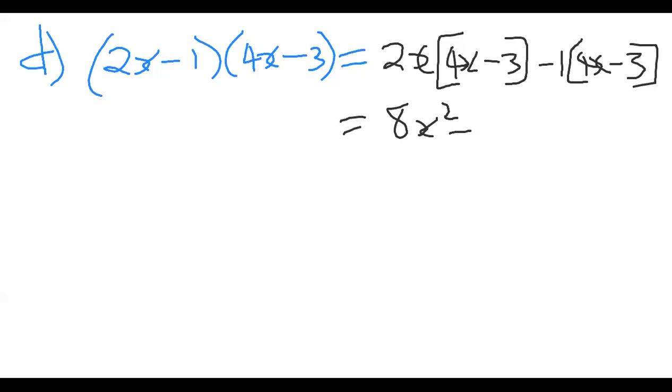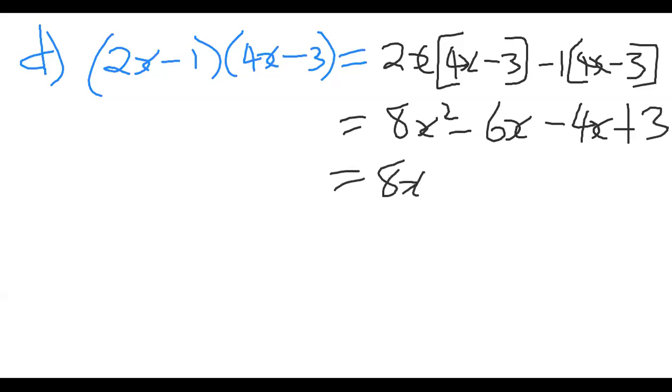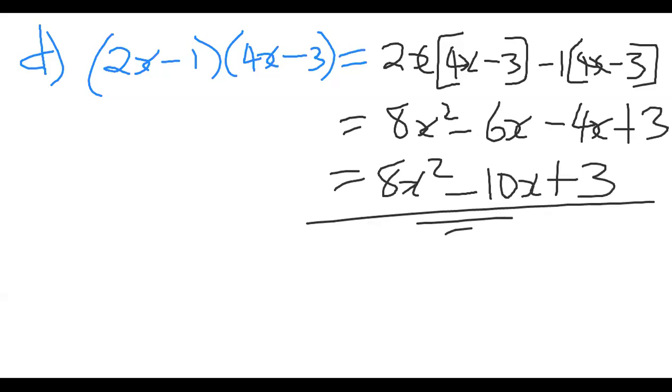2x times 3 would give us 6x. Then minus 1 times 4x, we get 4x. Then minus and minus gives us a positive. So negative 1 times negative 3 gets a positive 3. That's what I'm trying to say. So this is the same as 8x squared, minus 6x minus 4x, which gives us minus 10x, then plus 3. And that is our final answer on that.